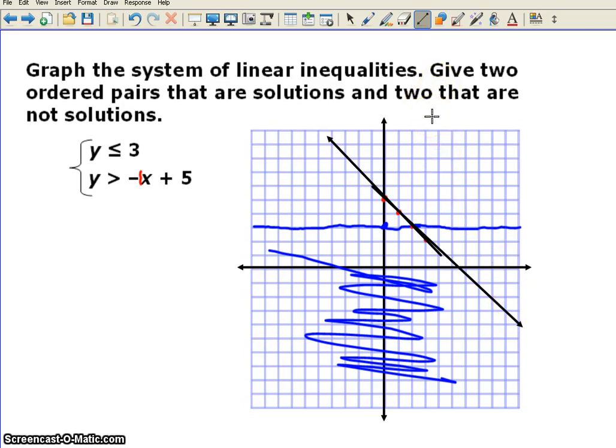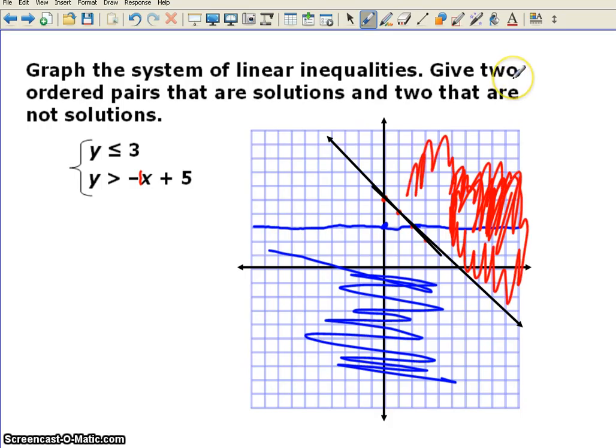And then, because it's a greater than sign, we want to go ahead and shade in everything that is above that line. So I would go over here and shade all of that stuff in. Whoops, all of this stuff in over here.